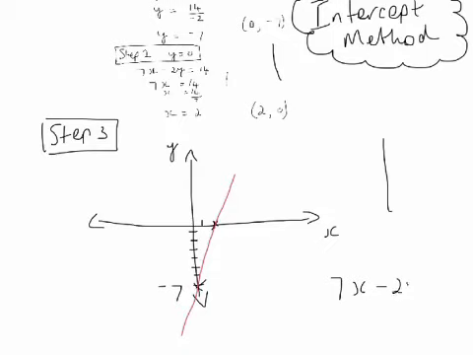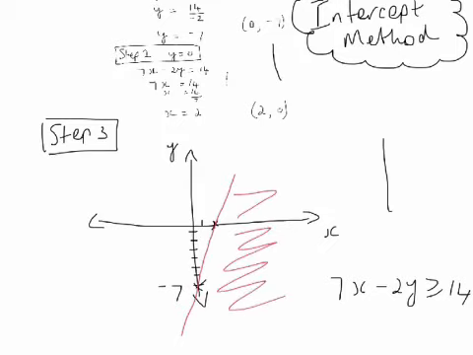7x take away 2y greater than or equal to 14. Because it's greater than and it's pointing towards the right, I colour in towards the right. And there it is.